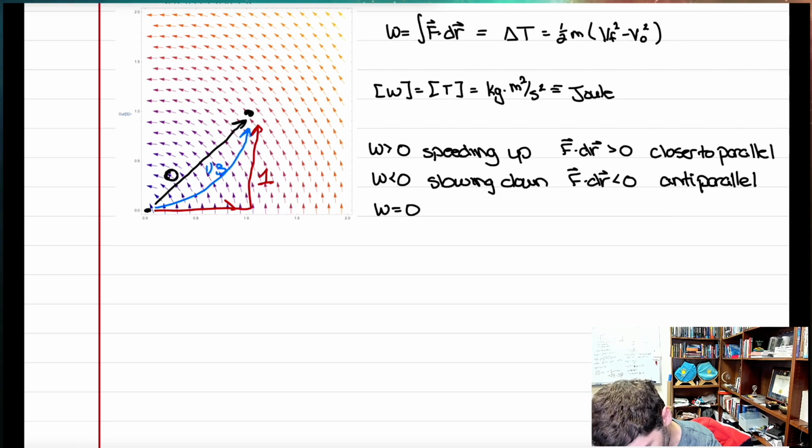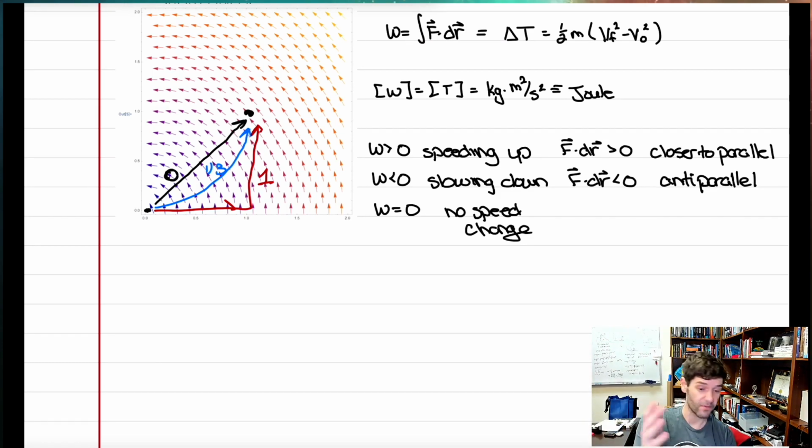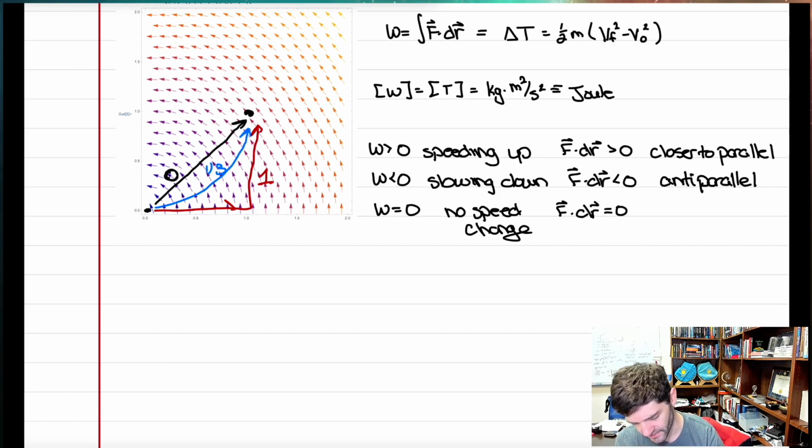And then when was the work equal to 0? So no speed change. Again, as a reminder, your direction might be changing. For example, think uniform circular motion. Your direction is constantly changing, but you're not speeding up or slowing down. There's no work being done, in that case, by the force that is causing you to move in a circle. And if you think of what the geometry was in that case, F dot dr must be equal to 0, which is the case when they're perpendicular to each other.